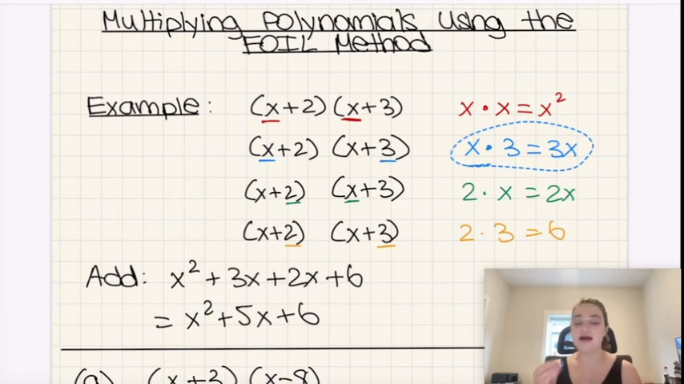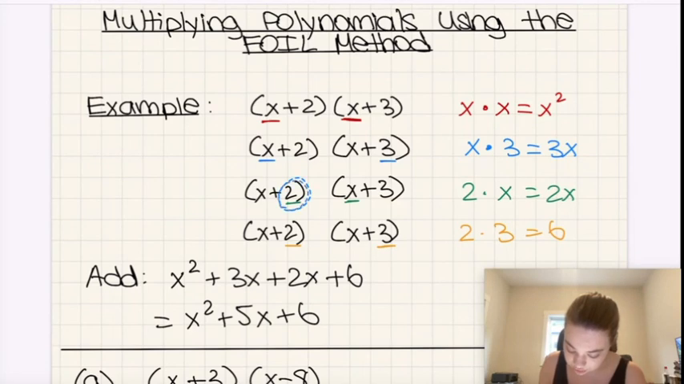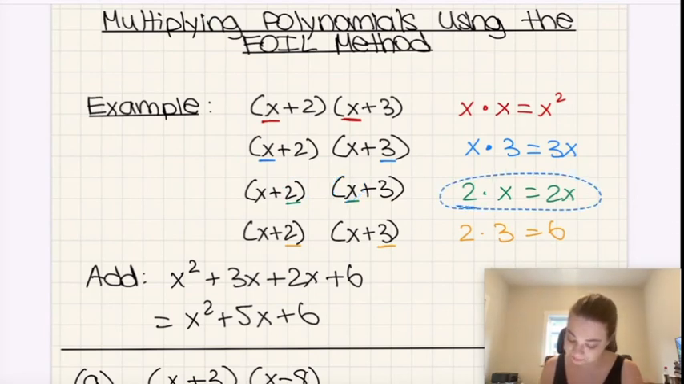Then we do I for inner, which is the inner two terms. That's going to be 2 and this x here. These are both the inner terms that are not on the outsides, they're on the insides. So 2 times x is 2x.